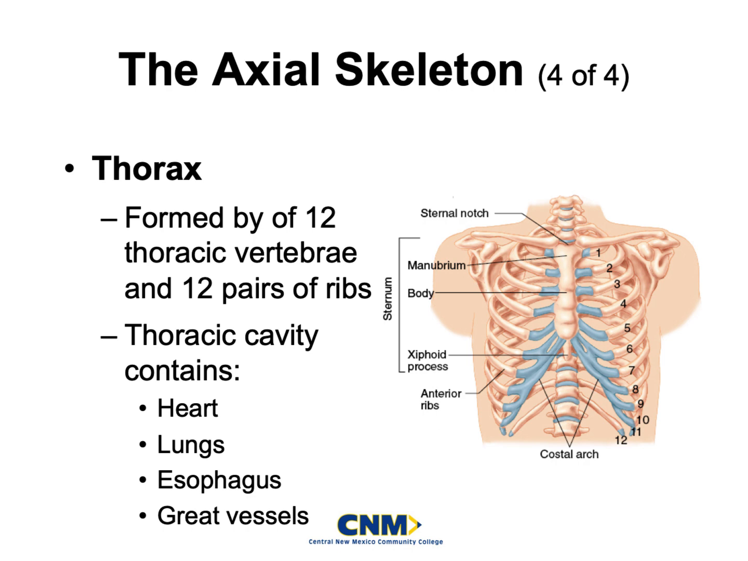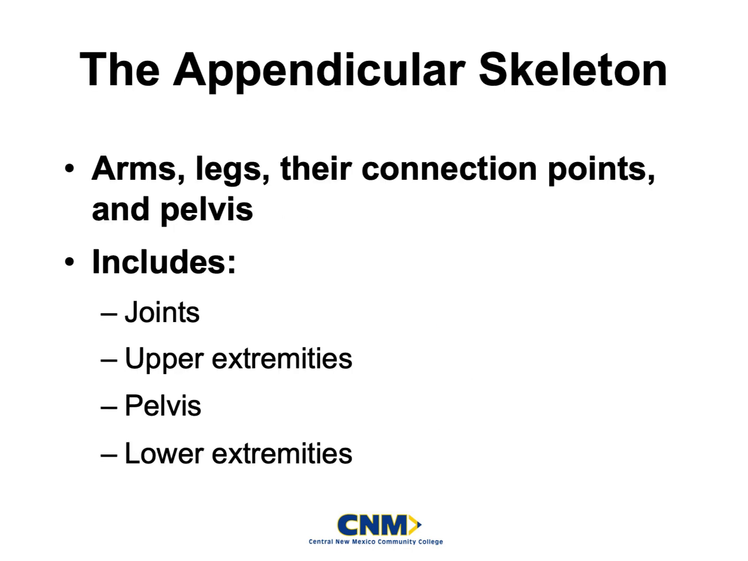But this cavity definitely contains all of our vital organs, all of our great vessels. It actually contains part of our trachea, part of our esophagus, our lungs, and our heart. Definitely an area we do not want to have injured. Okay, moving into the appendicular skeleton. This is basically your arms and legs and all the connective joints associated with those, and your pelvis.